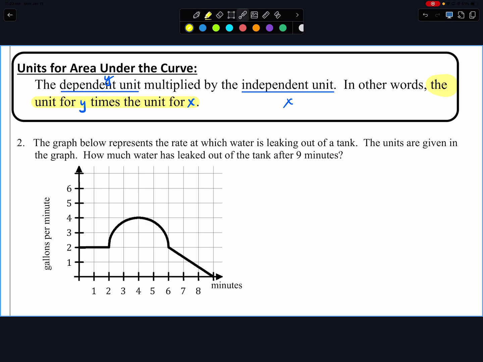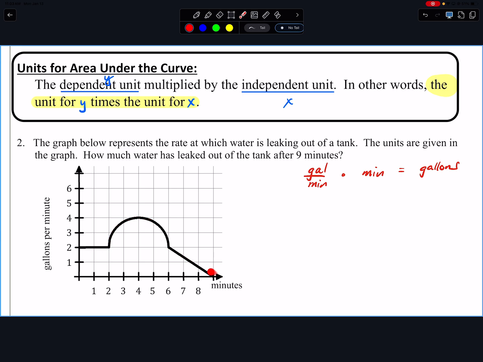Okay, so do you guys agree the units are going to be y times x, right? So gallons per minute times minutes. So what's going to happen? The minutes cancel. So our units for our final answer is going to be gallons. I want to get that out of the way before we forget. Okay? So if I want to know how much water has leaked out of the tank after 9 minutes, if we look at the graph, the x-axis is minutes, the y-axis is gallons per minute. So I want to know the area under the curve, right?